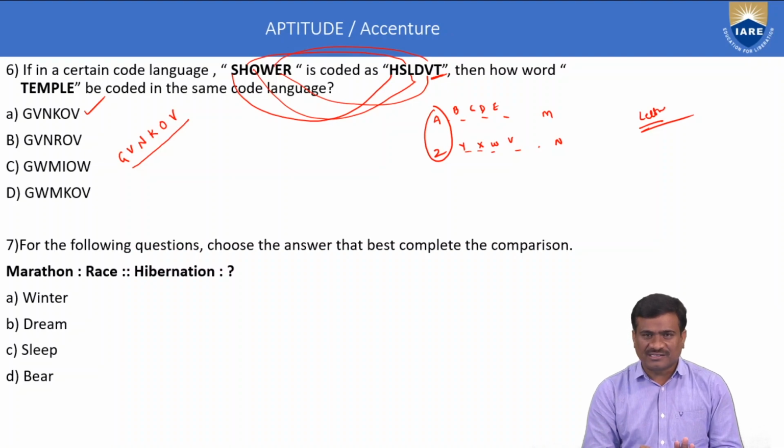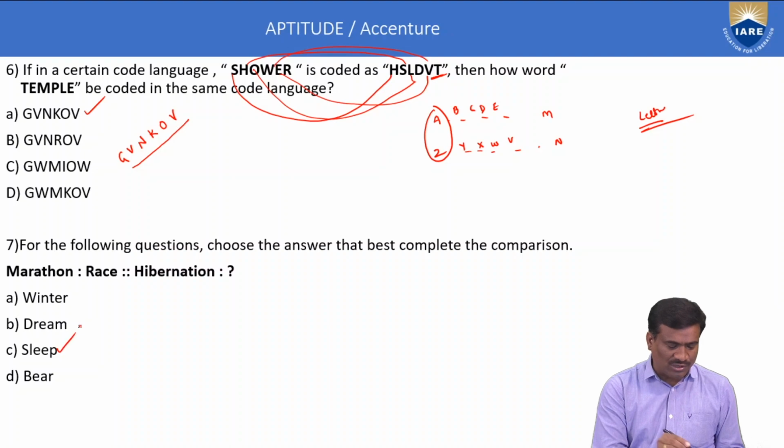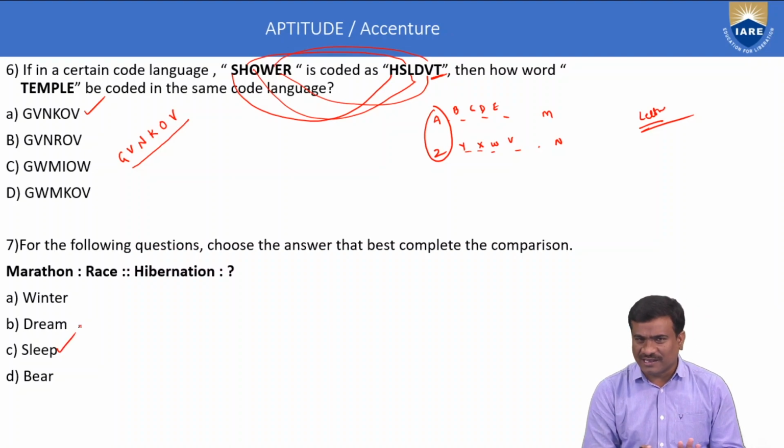Next, the seventh example, word analogy. Option C only is correct. There is no logic here. The sixth one and seventh one are reasoning examples. The sixth one is coding and decoding, and the seventh one is the analogy concept.